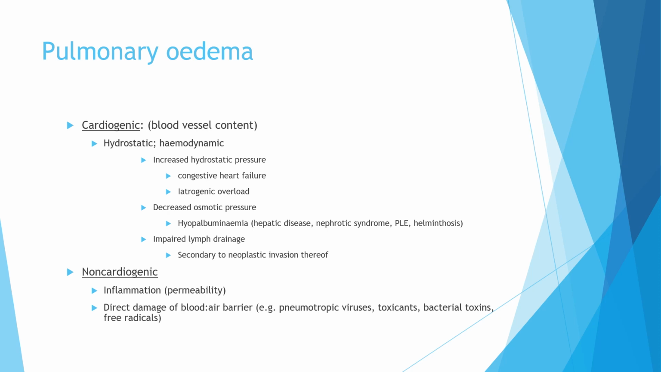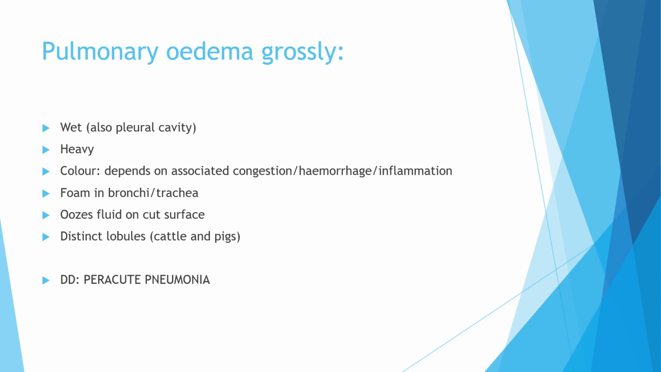Here we just look at the difference between cardiogenic and non-cardiogenic edema. The gross image, or the macroscopic image, of an edematous lung is quite typical. Now, obviously, edema occurs because of various reasons. It could be because of congestion, hemorrhage, inflammation, whatever process is going on, but it results in an overwhelming excess of fluid that the body can't deal with and get rid of in time.